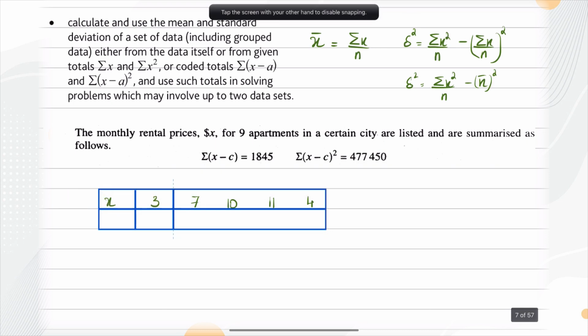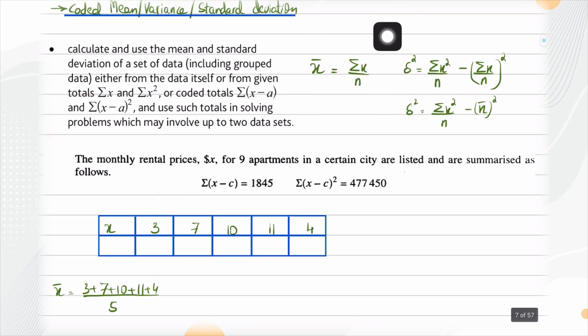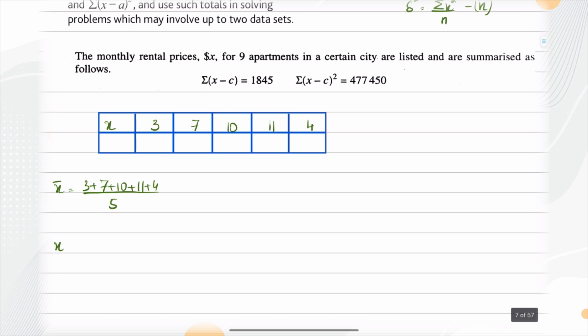Okay, so let's add these values. 3 plus 7 is 10, 10 plus 10 is 20, and 20 plus 11 is 31, 31 plus 4, 35. Okay, so as far as the mean is concerned, we can calculate the mean, which is x bar, like this. x bar equals 3 plus 7 plus 10 plus 11 plus 4 divided by the number of terms, which is equal to 5. So I'm basically using this formula over here. So x bar equals 35 upon 5, which is equal to 7.